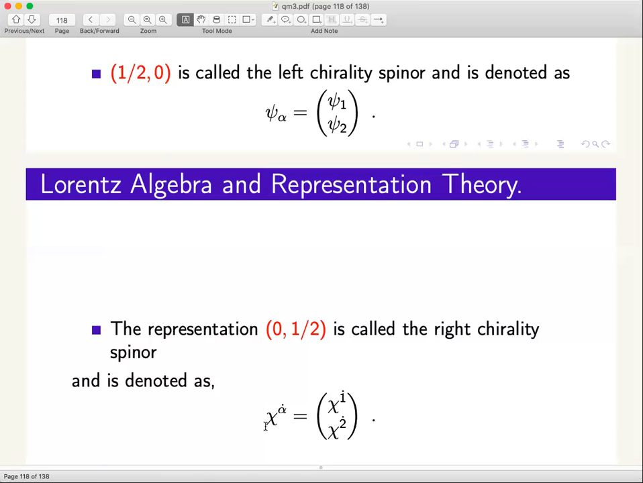Anybody who later goes in the particle physics or string theory direction would be doing this like an everyday job in some sense. So it is important to remember that a dotted spinor is a right chirality spinor, and an undotted spinor is a left chirality spinor.